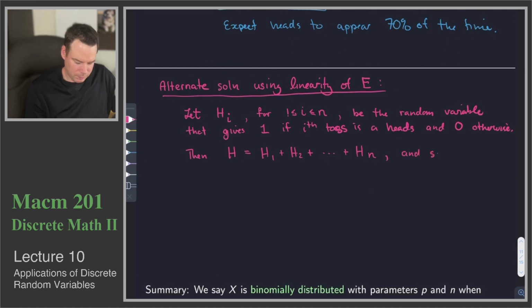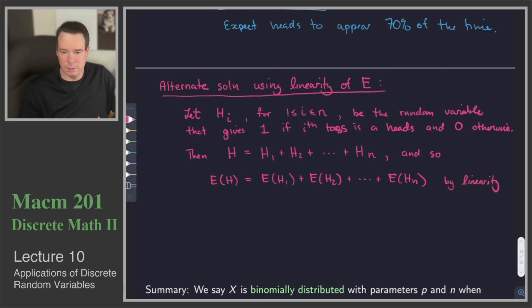And so the expected value of h is the expected value of h1 plus the expected value of h2 plus all the way down to the expected value of hn. And that's by linearity. So that's because e is a linear function. Well, that's just asking what is the expected value of h1. h1 is either going to be 1 if it's a head or 0 otherwise. So what is the expected number I would get for h1? Would I expect a 1 or would I expect a 0? Do I expect it to be heads or tails on the first toss?